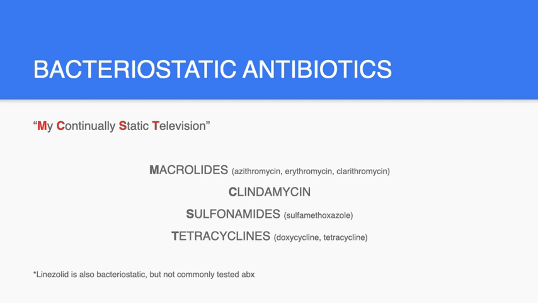As you can see on the slide, I have listed the medications that are within each class. So the macrolides include your mycins, so azithromycin, clarithromycin, erythromycin. Your sulfonamides include your sulfa medications or Bactrim, and your tetracyclines include doxycycline and tetracycline.